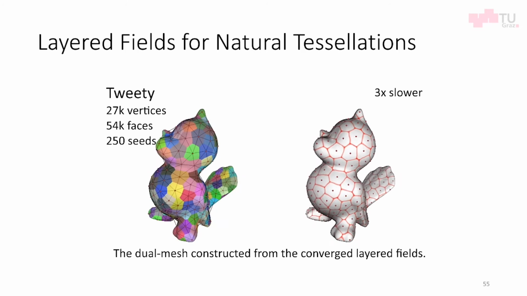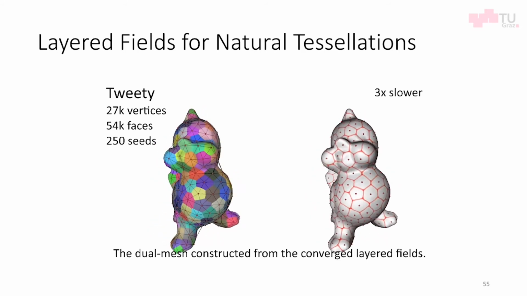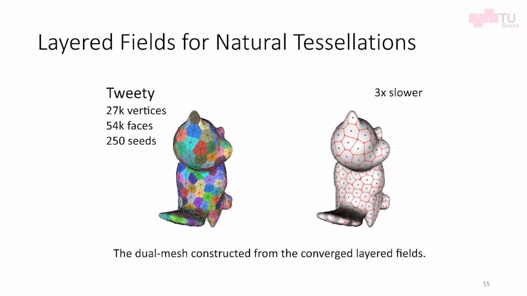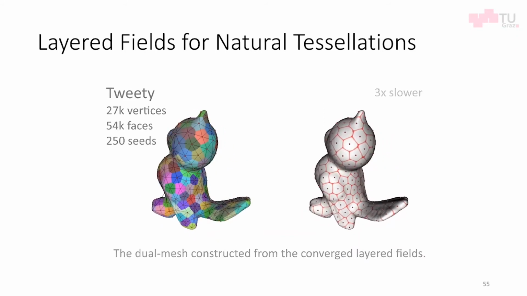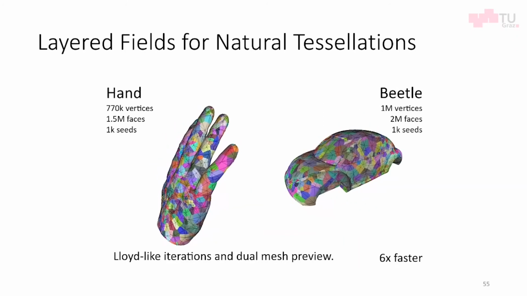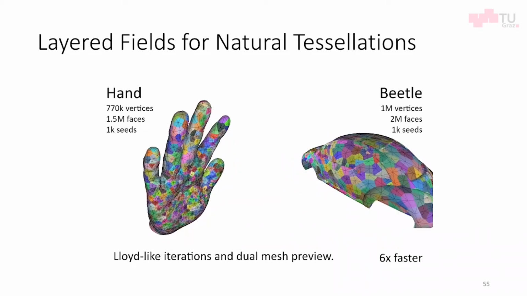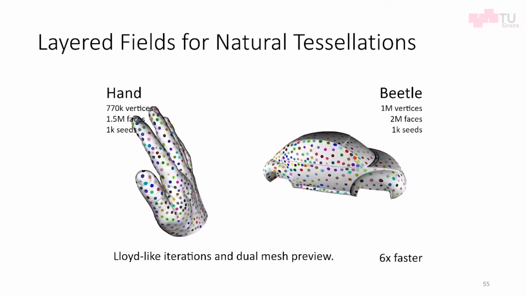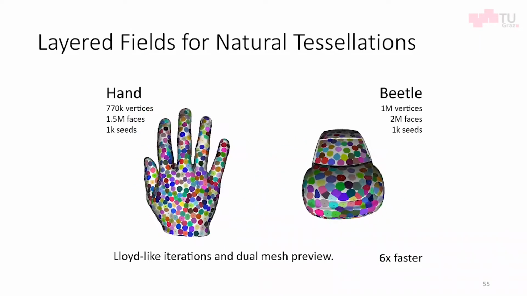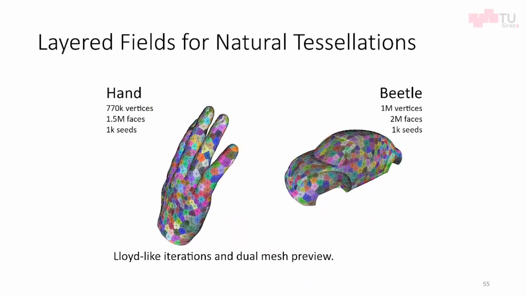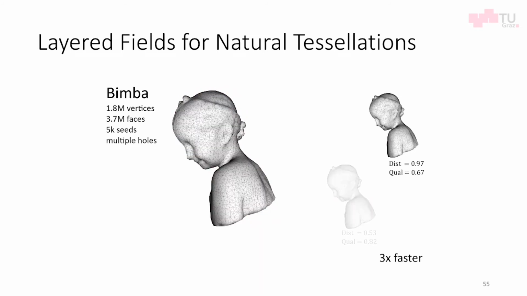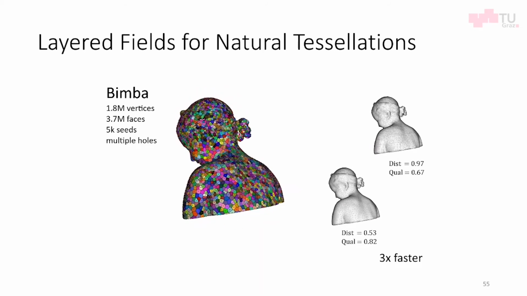And why is that interesting? The thing is, we can now run Lloyd-like iterations where we simply move the seed locations to the center of the cells as they grow. And then we get a really nice distribution of points on surfaces. There are multiple applications that we can use that for. One of them, for example, is generating a dual mesh from an original mesh.